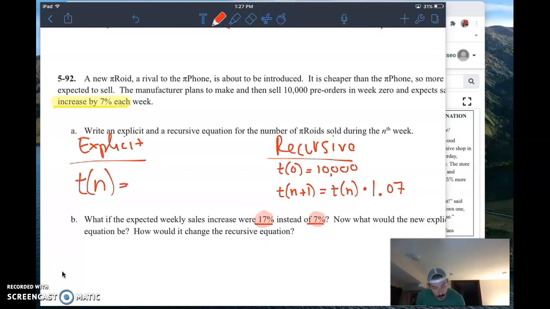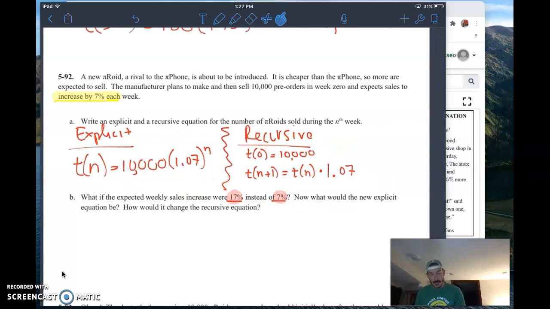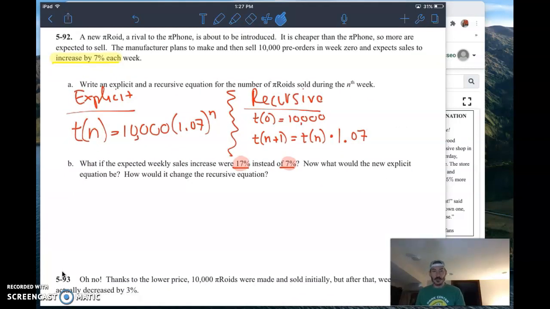T of n equals the starting value, 10,000, multiplied by that growth factor, 1.07, to the nth power. I'll put a little squiggle in there to separate the explicit and the recursive rule. Then it says, what if expected weekly sales were 17% instead of 7%? Well, ladies and gents, how would that change? What would that new explicit equation be? How would it change the recursive rule?